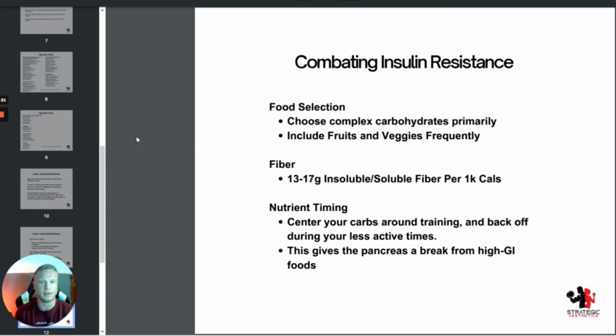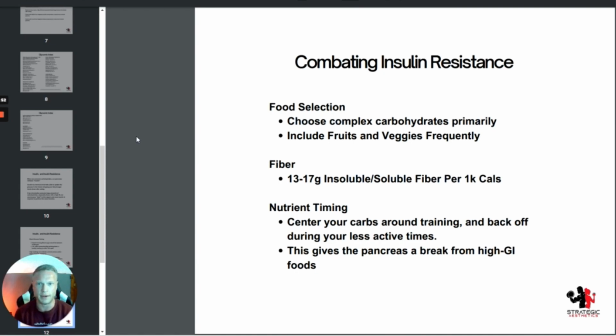Okay, so combating insulin resistance. We're going to do that through food selection, fiber, and nutrient timing. Okay, so choosing complex carbohydrates from whole food sources, primarily, including fruits and veggies, frequently, to get that soluble and insoluble fiber, and also the antioxidants that come with that. Fiber: 13 to 17 grams of insoluble and soluble fiber per 1,000 calories.